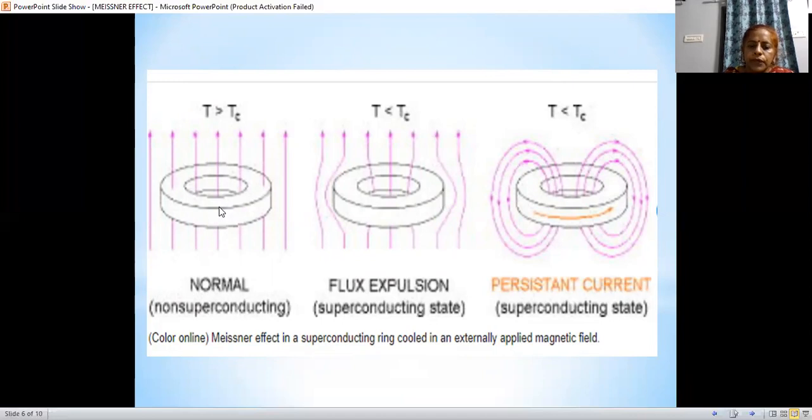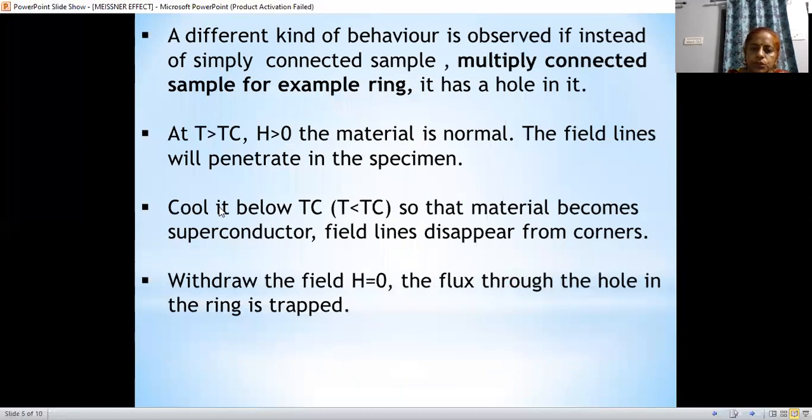Now, what am I changing? Now I am reducing the temperature. That means I am changing the temperature from T greater than Tc to T less than Tc, so that the nature of material changes from normal to a superconducting state. As the material nature changes from normal to superconducting, it is found that field line behavior also changes.